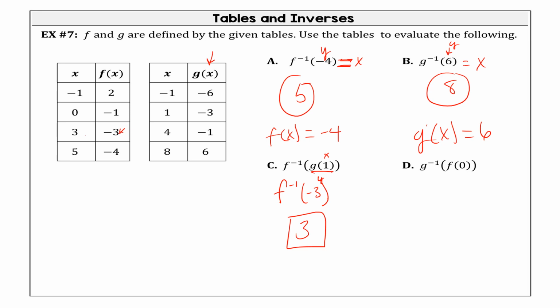Okay, we're going to go on the inside, f of 0. So I'm going to go to 0, and I get -1. So that becomes g inverse of -1. Now I'm going to go to my y first and see when I get -1, and I get -1 when x equals 4. So my final answer is 4. And that's how that goes.